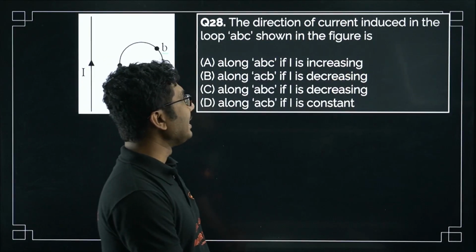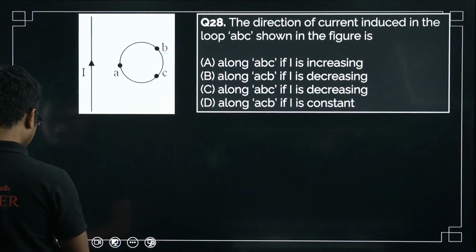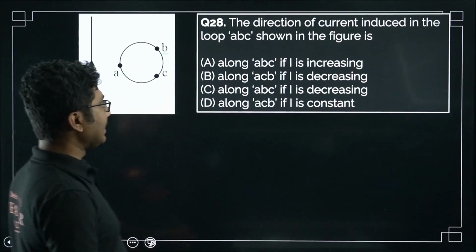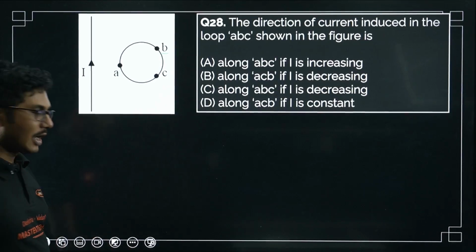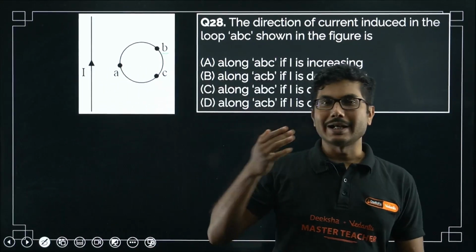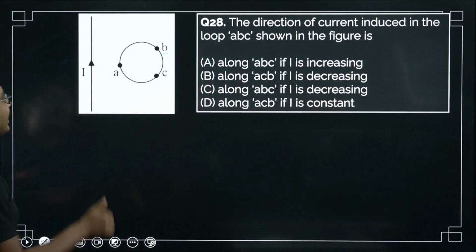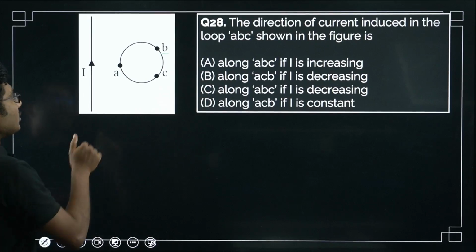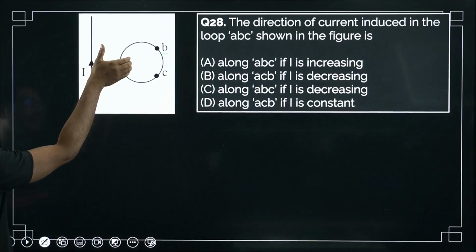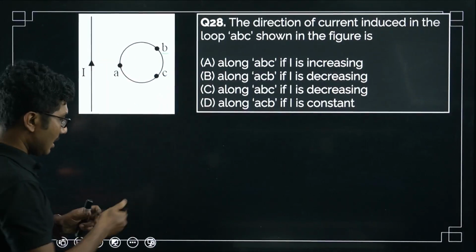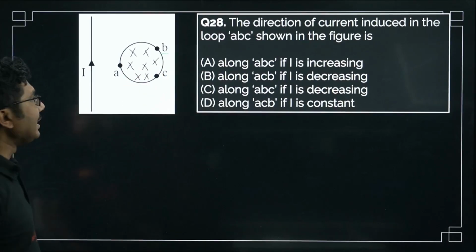The direction of current induced in the loop ABC is shown in the figure. So you have to find the direction of the current induced in the loop ABC. Basically this will be 0 if current is not changing. So current has to change. So based on the current increasing or decreasing in this loop, the direction of current will also change. Now first let us understand what is the original direction of magnetic field. So original current is flowing in this direction, so our thumb is aligned in this direction and our fingers curled towards the loop will give us the magnetic field at this point. So magnetic field will be into the page of the paper.